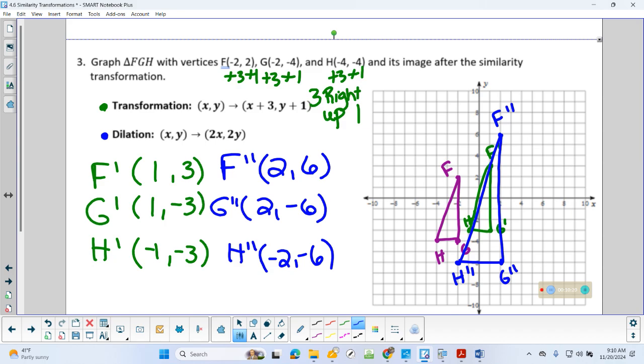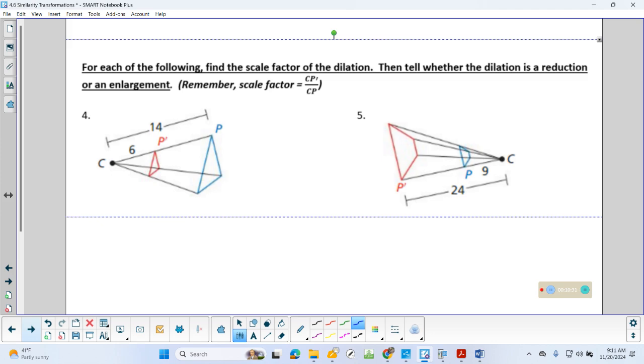So again, nothing new. I love this section because we just kind of get to practice a little bit of everything. So really, last thing, more practice. Here we go. Let's take a look at these to make sure we can look at the pictures and we know how to do our scale factor, our fraction.